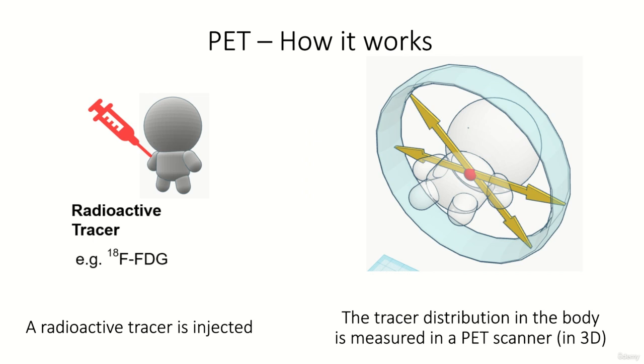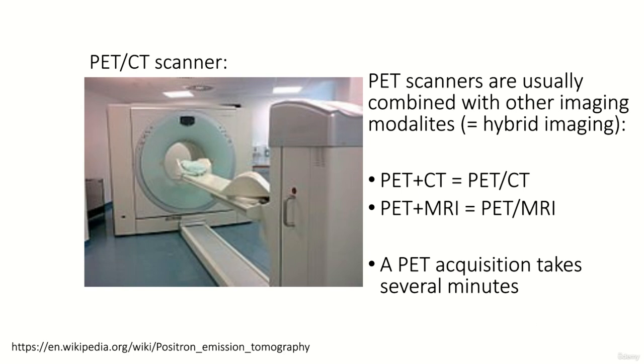PET scanners are usually combined either with CTs, then called PET-CTs, or with MRIs, called PET-MRI, in so-called hybrid modalities. The general setup hereby is identical to the previous modalities, consisting of a mobile table and a scanner. A patient receiving a PET scan typically lies in the scanner for several minutes. Now let us have a look what a PET scan actually looks like.